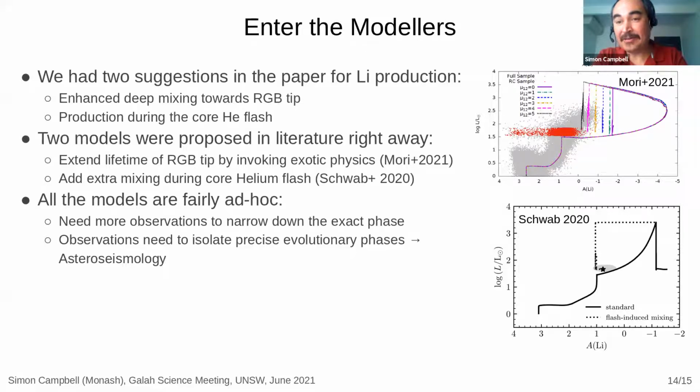The Schwab et al. paper can reproduce it, but that's also ad hoc. So it's just like an extra mixing thing. So we don't know where this extra mixing comes from. And also there are parameters in there, so you can actually produce as much lithium or as little lithium as you want. So we don't have a self-consistent model yet, but yeah, we're working on it as well.